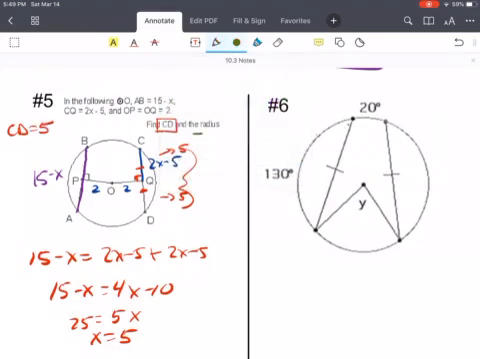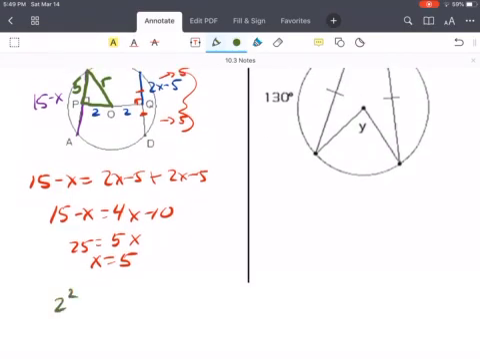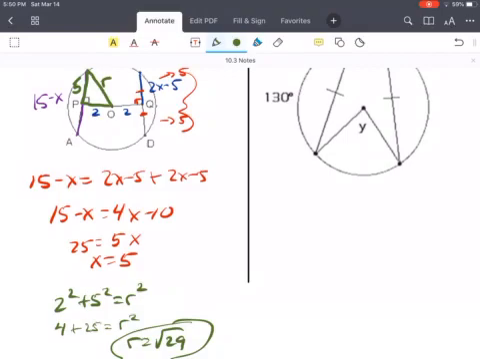Now the next question of finding the radius, just like we talked about before, we have right angles here, so let's draw a radius in a way that would help us. We have a length of 2, we have a length of 5. We can solve for the r value. So 2 squared plus 5 squared equals my radius squared. And we'll keep it as the square root of 29.